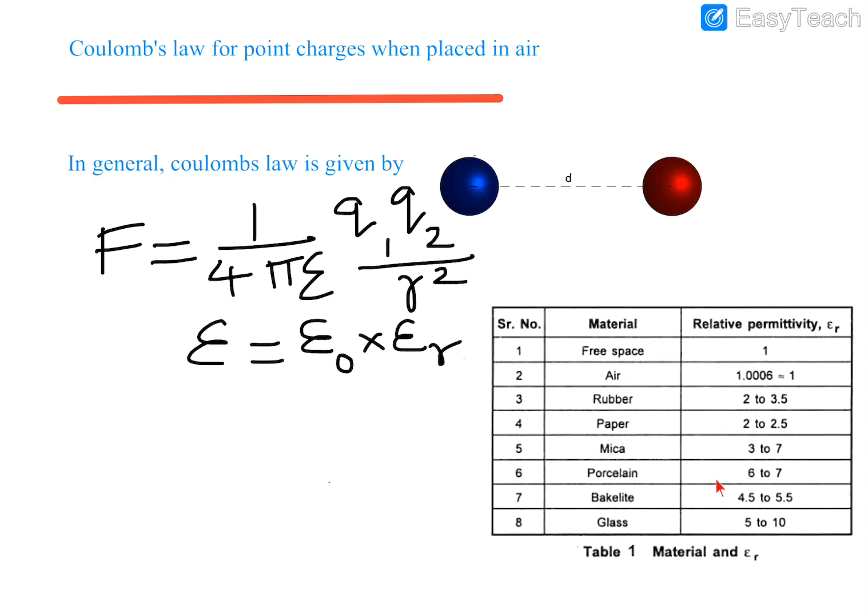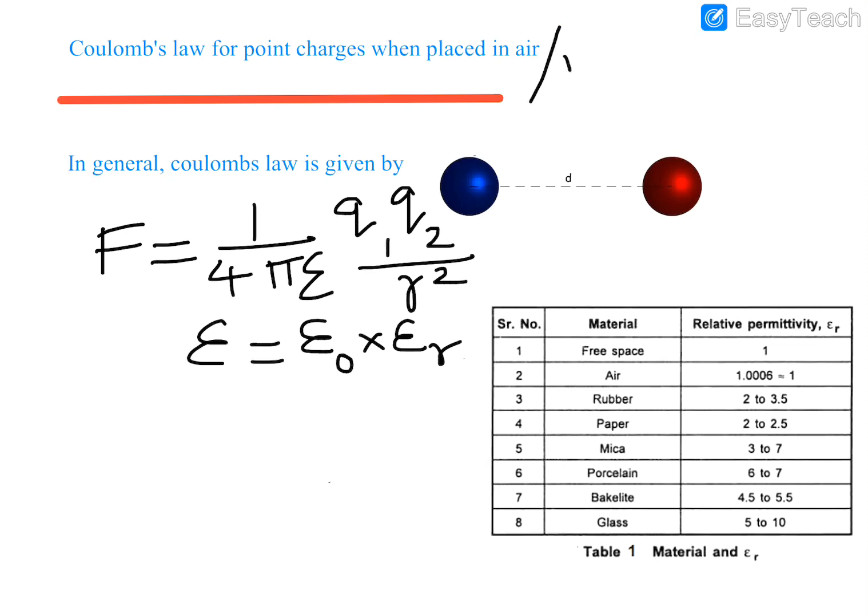Here you can see the table of values of epsilon r for different materials. For free space it is exactly 1. For air it is almost 1. 1.0006 means it is 1. You can take it as 1. Rubber it is 2 to 3.5. Like that, paper, mica, etc. are given. So our aim is to find Coulomb's law in air or free space, where epsilon r you can take as 1 for both.